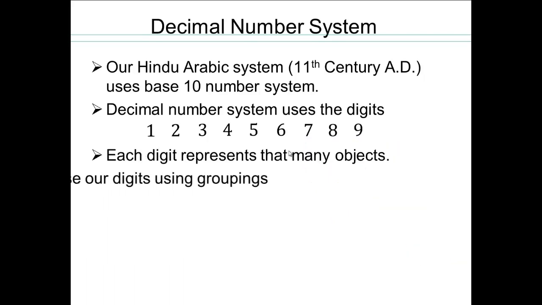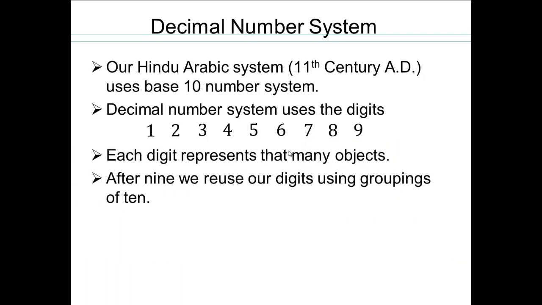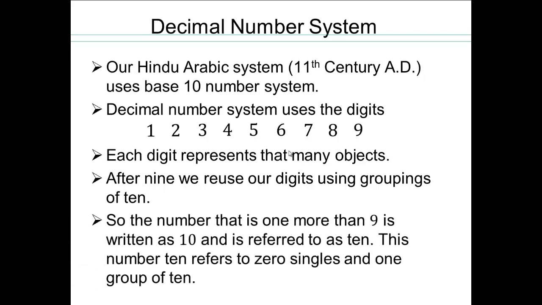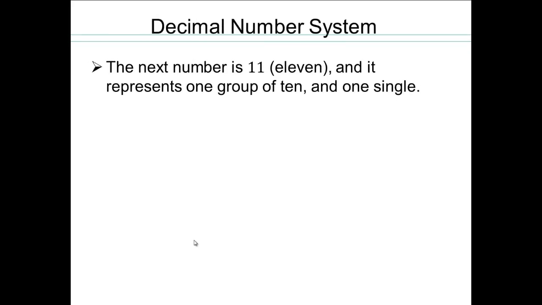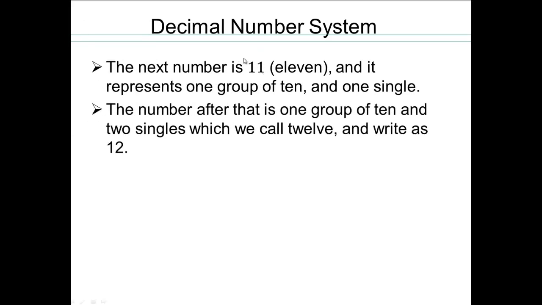1, 2, 3, 4, 5, 6, 7, 8, 9, and then after 9, we will start grouping in groups of tens. So each of these digits represents how many objects you have, and one more than 9 is represented as one group of 10 and 0 singletons. The next number is written as one group of ten and 1 singleton. The one after that is one group of 10 and 2 singletons. So here we have 11, and this is referred to as 12. Then we go 13, 14, and so on.